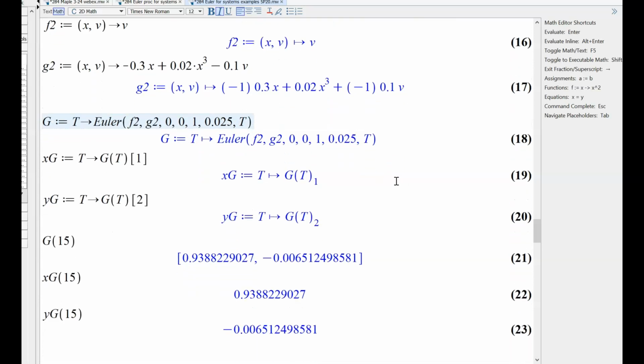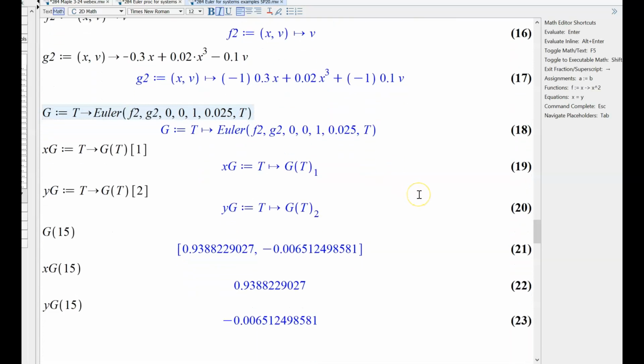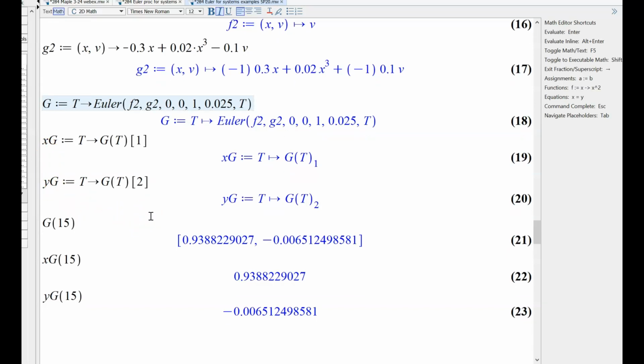Just for simplicity's sake, I've defined the component functions right after that. I'm calling them xg and yg, which give us the first and second component. We're thinking about that as the x and the y component. Probably should have used v here to be more explicit, but again, we often think about the first component and second component as being x and y. We could change that to vg if you want to.